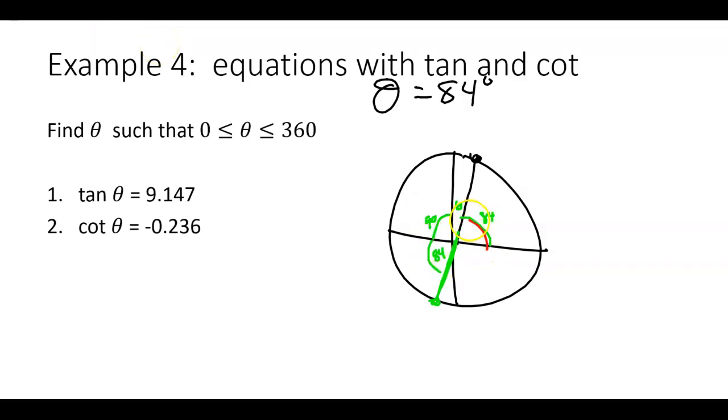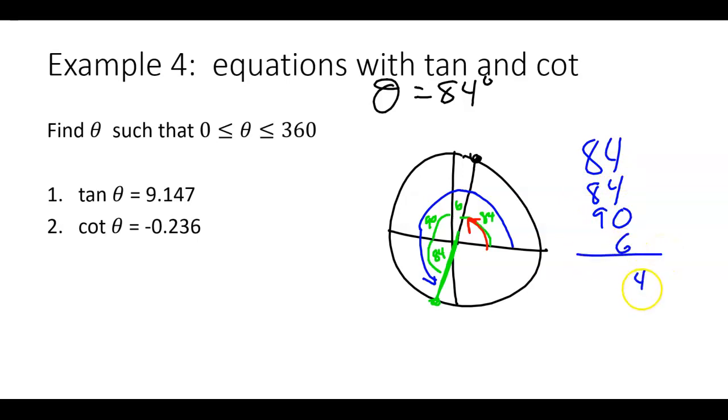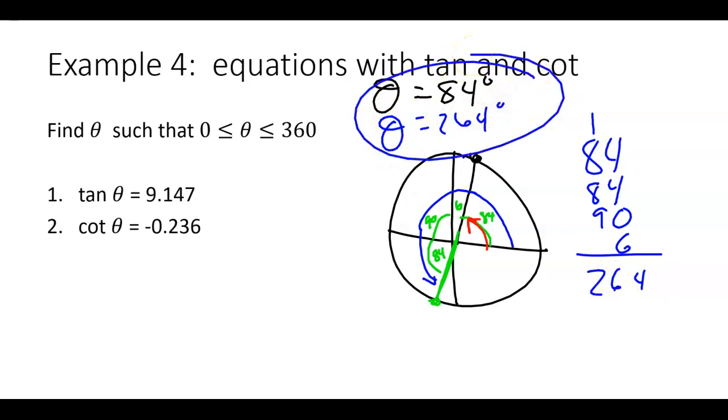So the angle that we found on the calculator was 84. And this other angle that we want is going to be 84 plus 6 plus 90 plus 84 all the way around. Okay, so we just need to add all of these numbers up. Let's see what we get. I think I'm getting 264 degrees. Now there's a faster way to do this, to find that second angle, by the way.